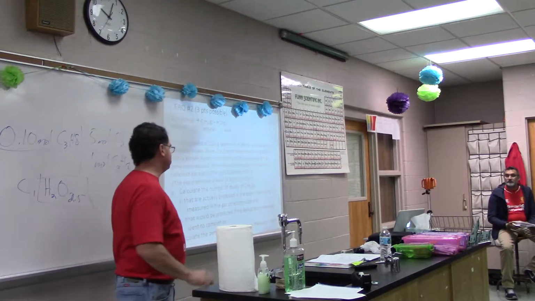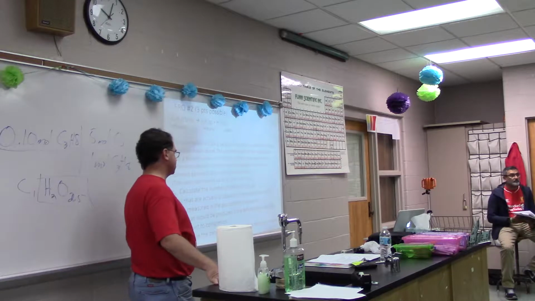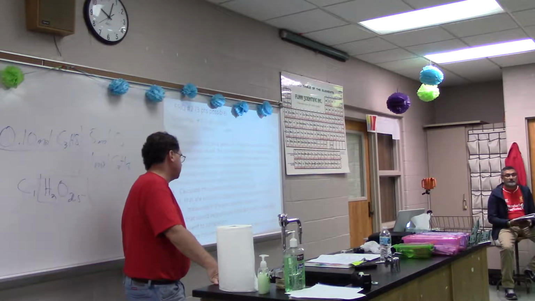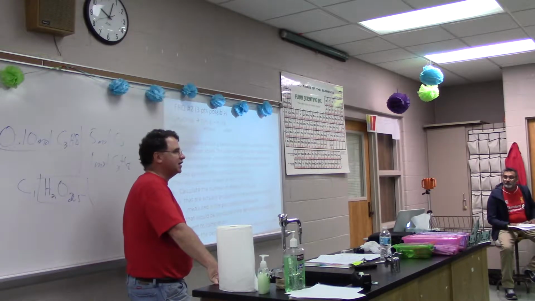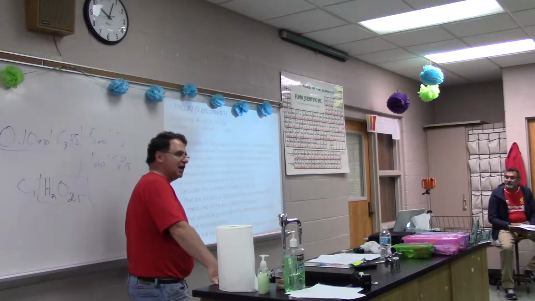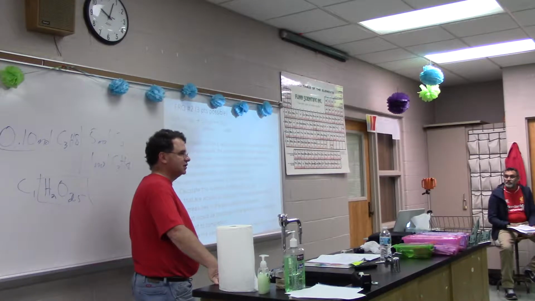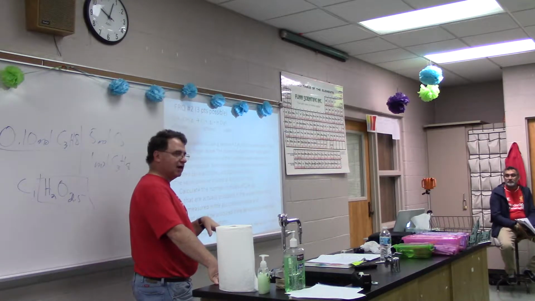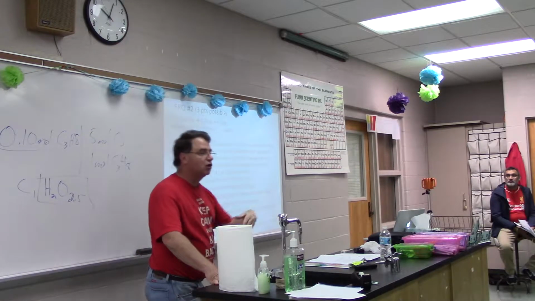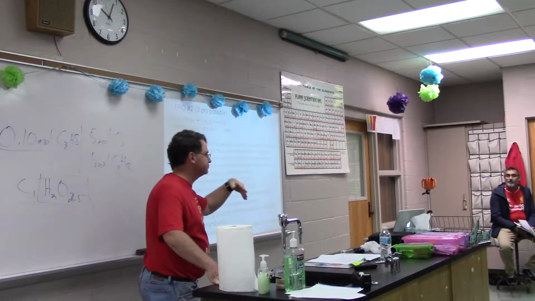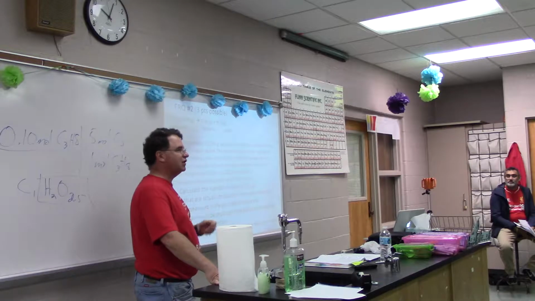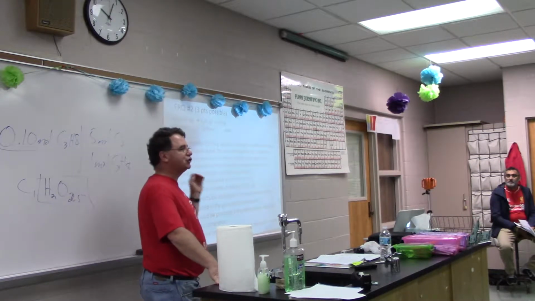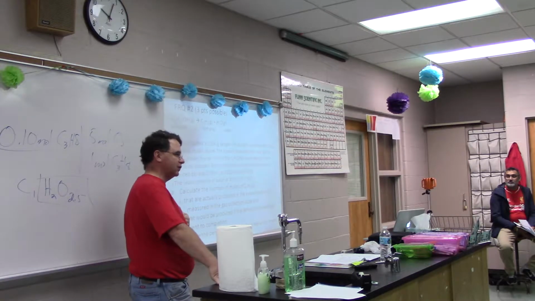If you look at part B down here at the bottom, and again, I apologize for the screen, they want you to calculate the percent yield. How do you calculate percent yield when you're doing the stoichiometry? You do the actual over theoretical. You need an actual number and you need a theoretical number. Where's your actual number coming from?